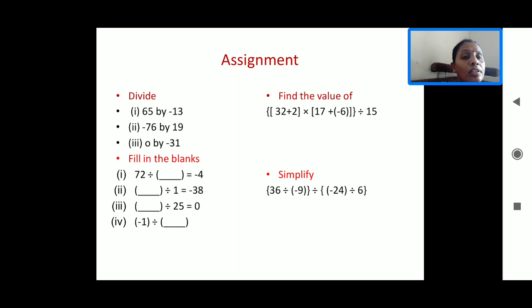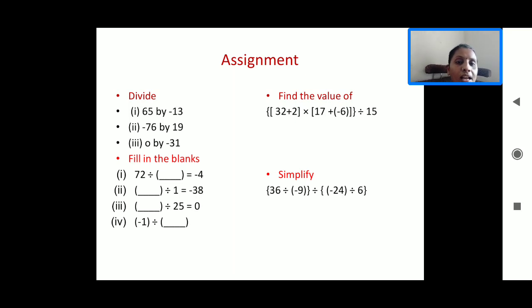Here also you have to do it like this. 36 divided by minus 9: find out that one first. Then 24 divided by minus 24 divided by 6. First simplify both these terms, then you move forward to the other division. Otherwise your answer will be wrong. And here, divide and fill in the blanks. These are only simple questions related to division of integers. You can do it very well.